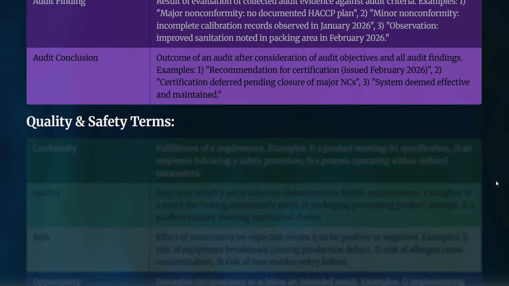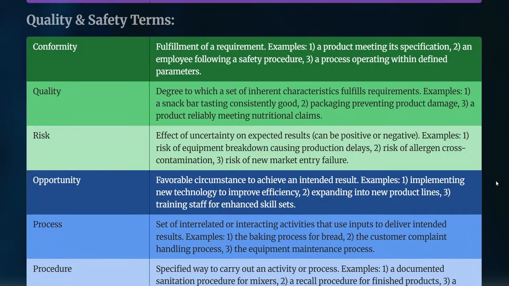Now, let's look at quality and safety terms. You have conformity. It means fulfillment of requirements. An example of conformity, product meeting its specification, or employees following a safety procedure, or process operating within defined parameters. Those are all examples of conformity.